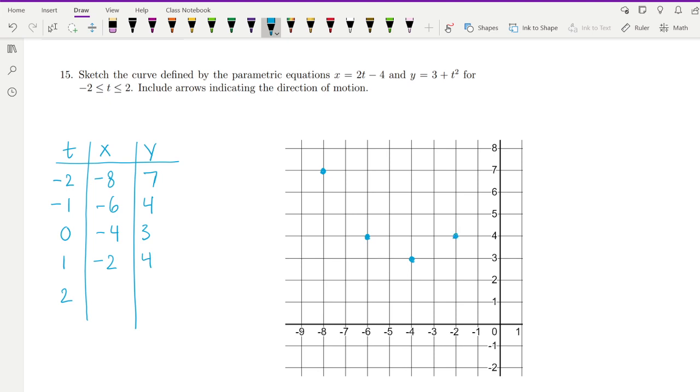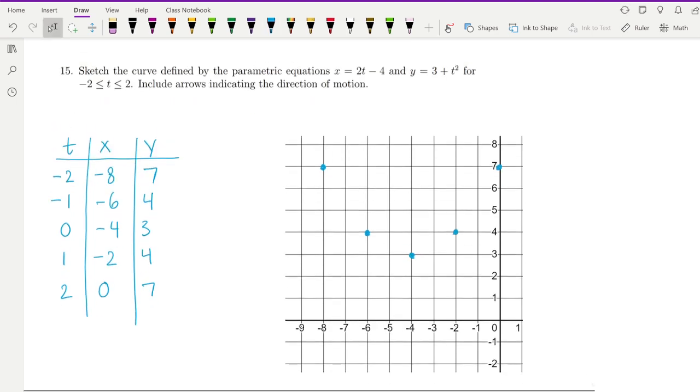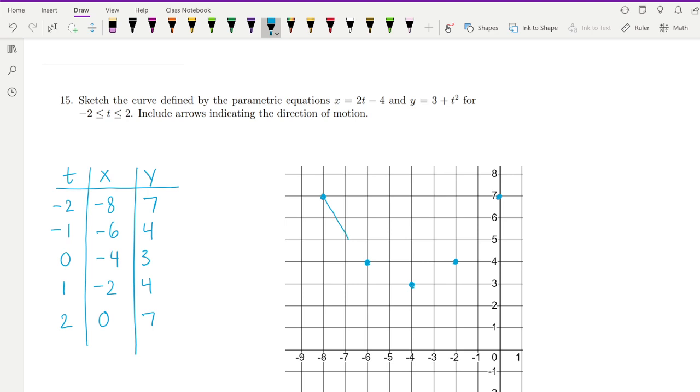And then finally we have t is equal to 2, so that's 2 times 2 minus 4, so that's 0. And then plugging t is equal to 0 into the second one, we get 3. So we have 0, 3. Wait, sorry, I did that wrong. It's not 0, 3. y is equal to 3 plus t squared, so that's 3 plus 2 squared, so 7. Sorry, I was focused on the x value. So we basically have this shape. It's a parabola, and if you were to eliminate the parameter, you could get the equation for that parabola.